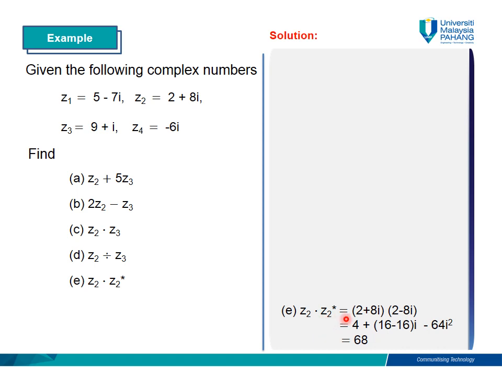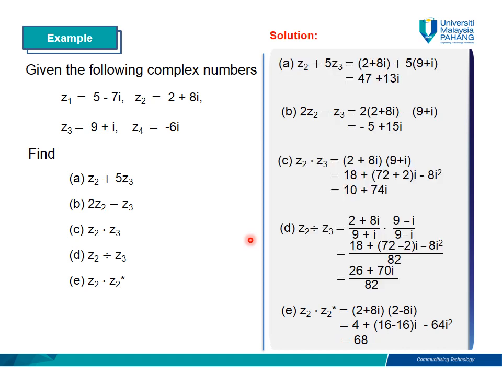Okay, so if z2 is 2 plus 8i, the conjugate for z2 is 2 minus 8i. Don't forget, class, you need to replace i squared with negative 1. Why do you have only a real part, no imaginary part? Because 16 minus 16 you'll get 0, so no imaginary part here. This is the solution for A, B, C and D, but I want to show you in detail how to find the solution for D, z2 divided by z3.